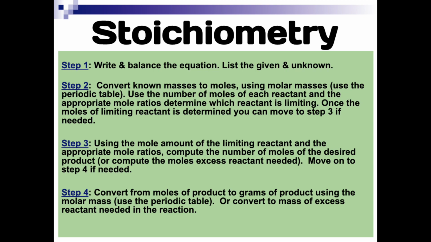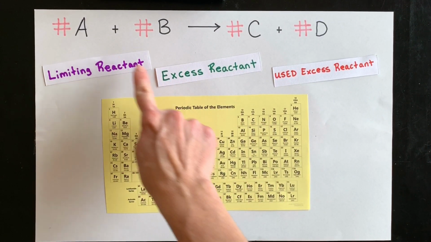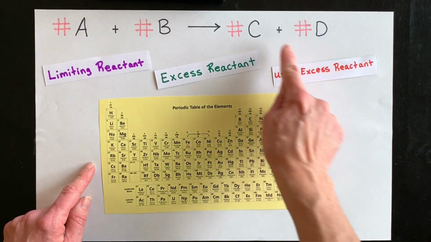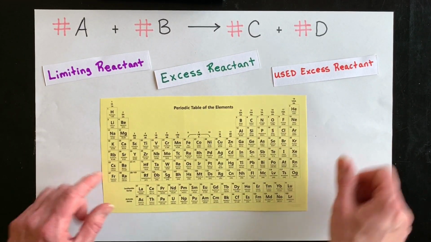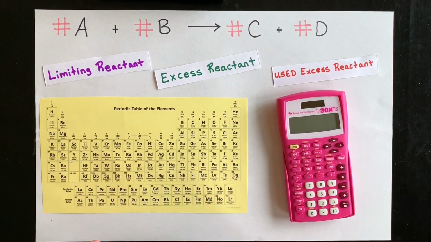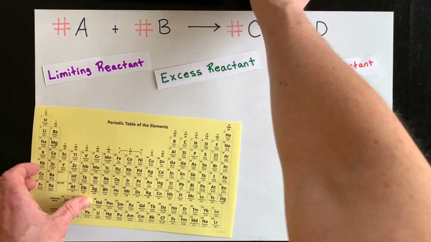It's important that you have these 4 steps written down before we attempt any limiting excess problems. In this video, I'm going to teach you how to do limiting and excess reactant problems and calculate the unused reactant as well as one of the masses of the product. Very common in chemistry or higher level chemistry, college level chemistry, that you'll have to do these problems. Have a calculator and a periodic table ready before we get started.